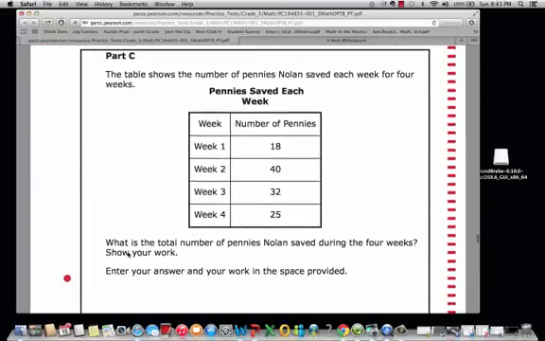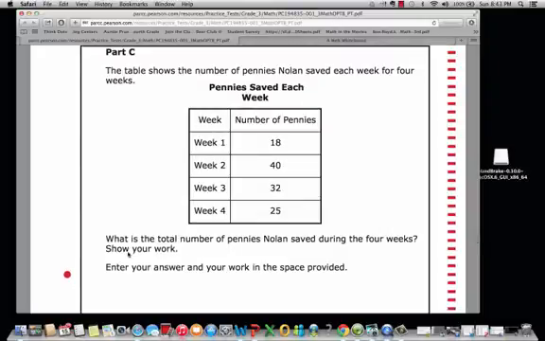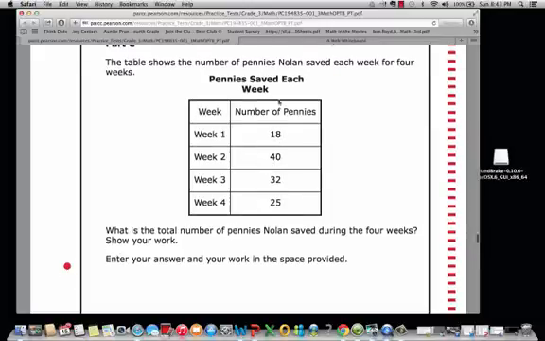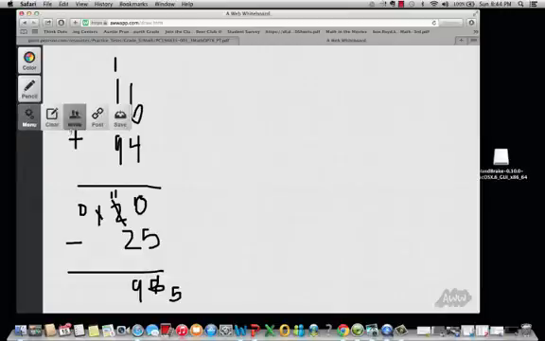And the last one. You had to find a pattern here. The table shows the number of pennies Nolan saves each week for 4 weeks. What is the total? Oh, you didn't have to find a pattern. I would have made you find a pattern. They're not going that far. What's the total number of pennies Nolan saved during 4 weeks? All you needed to do was add those numbers together. So 18 and 40 is, I'm going to write it out so that I don't forget to carry a 1.